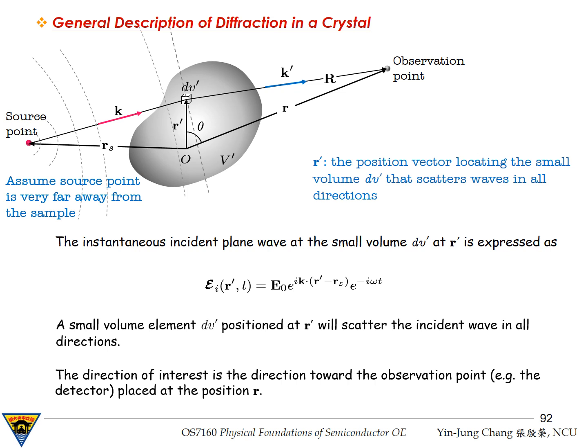Now, if an X-ray detector is placed at the position R, right here, which serves as the observation point, then the direction of interest is the direction from dV prime to the observation point. So our goal is to calculate the total electric field observed at the detector, which results from the superposition of waves scattered from every small volume element in the crystal. So this is the starting point for a wave-based description of diffraction.